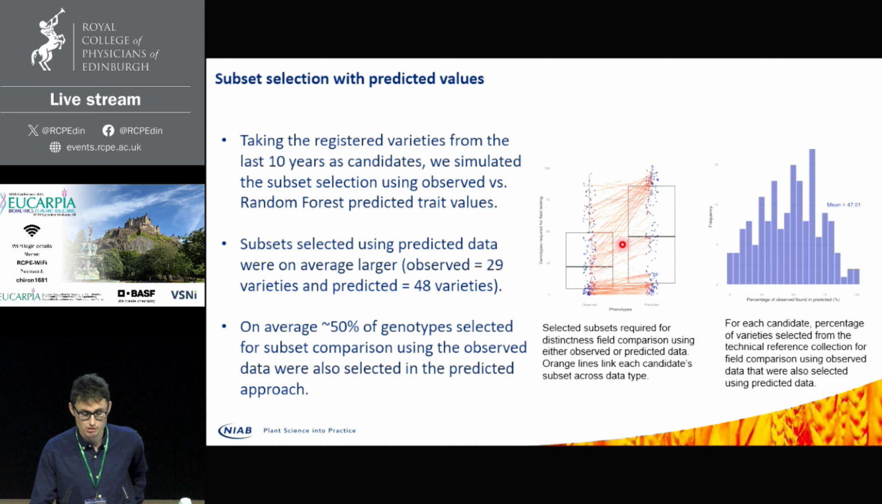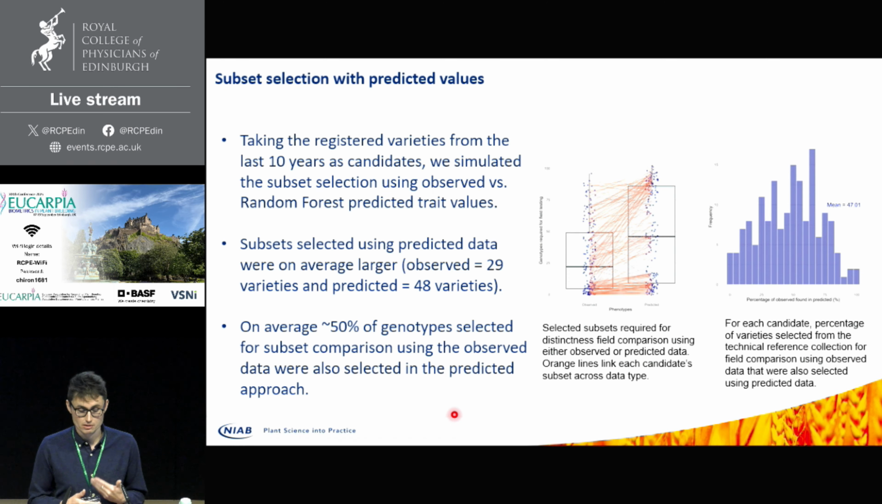What this box plot is showing is a point for each candidate, the number of individuals in the observed subset, and the number of individuals in the predicted subset. So the predicted subsets were generally larger, but on average, 50% of the genotypes selected for comparison in the observed approach were also identified in the predicted approach in that subset formation. So it's not bad, but it's not amazing. I think we can definitely do better than that.